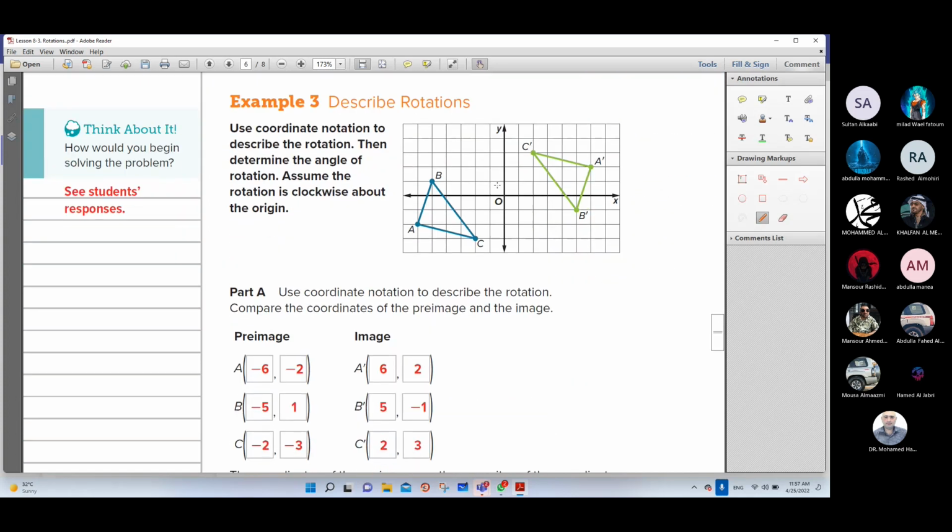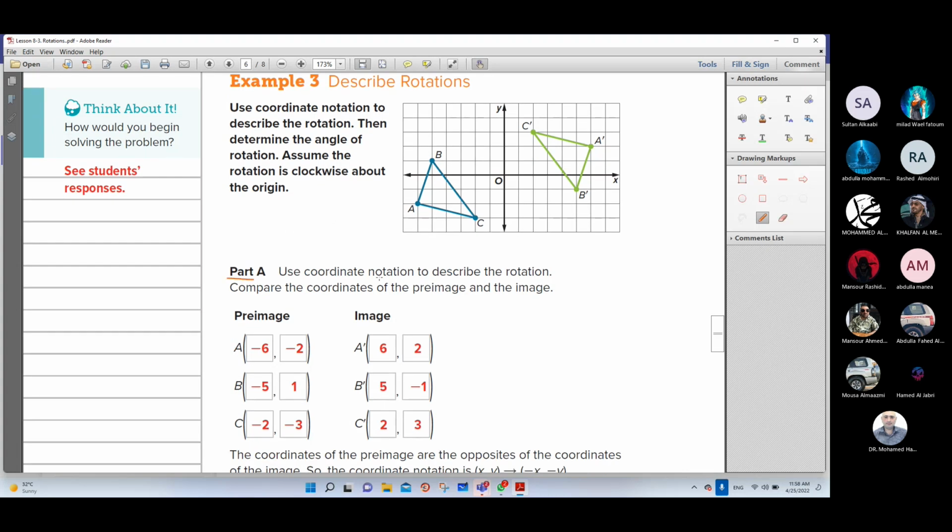Describe the rotation. Use coordinate notation to describe the rotation, then determine the angle of the rotation. Assume the rotation is clockwise about the origin. And here, as you see, we have the pre-image and the image. And here we have a rotation, and we want to describe this rotation. What is the center? What is the direction? What is the angle?